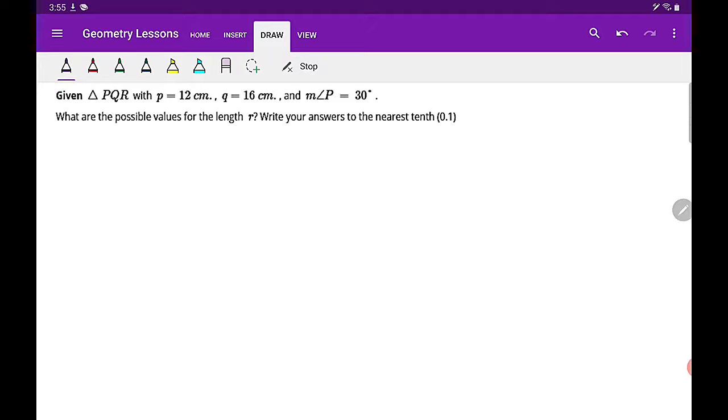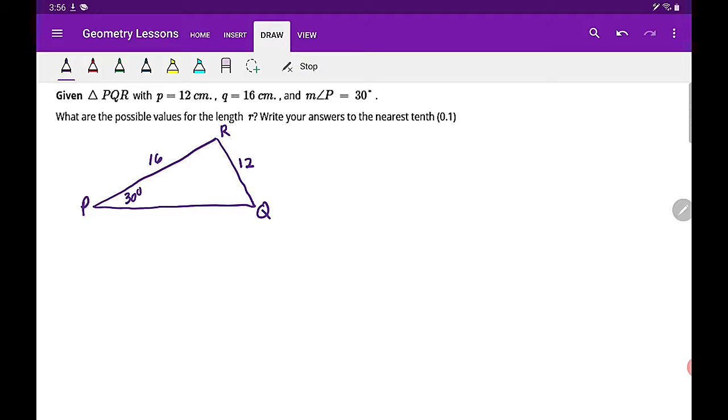Now we don't have a figure, so let us draw our figure. I have angle P first. Let me draw my angle. It's going to be 30 degrees. That's my angle P, 30 degrees. Now let's say this is R and this is Q. Q right here. So angle P is 30 degrees, side p is 12, and side q is 16.